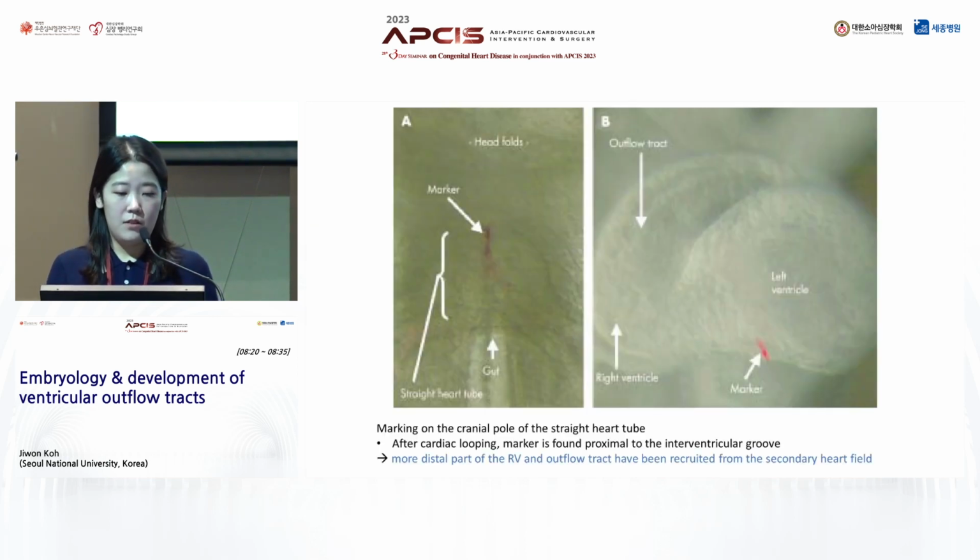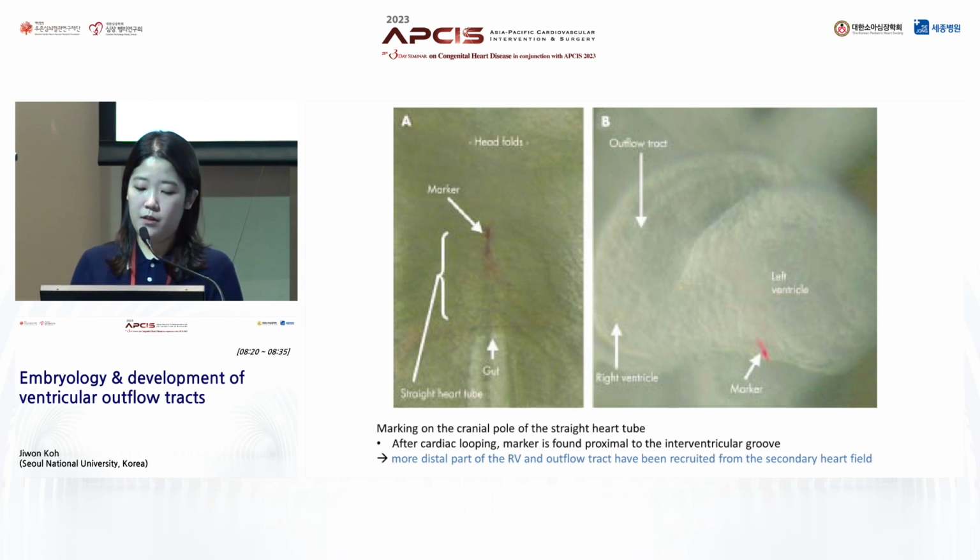Another evidence is that if we mark red color into the cranial pole of the initial heart tube, then after the development, this marker goes into the left ventricle and the interventricular groove, which means that the more distal part of the RV and outflow tract have been recruited from the secondary heart field, not from the initial primitive heart tube.